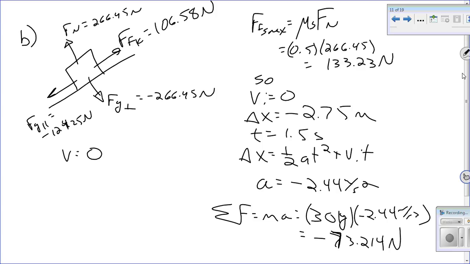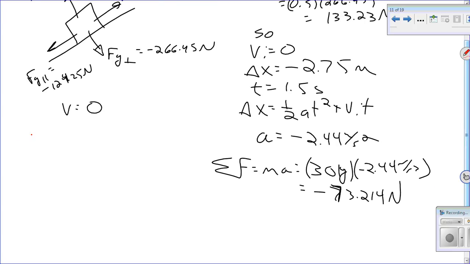So let's do the math. Here's our last step. I know that net force is going to be Fg parallel plus my force of kinetic friction plus my force of Roy, right? And I skipped the other two forces because they cancel out, the two perpendicular ones.